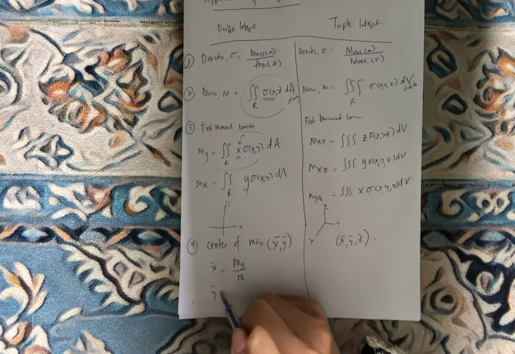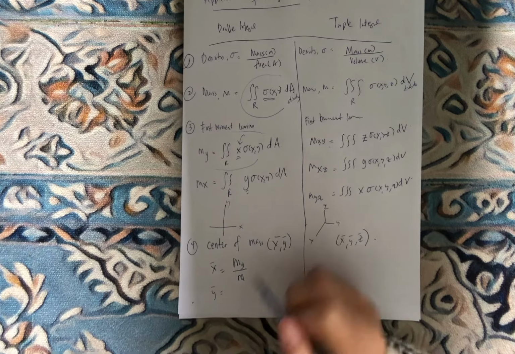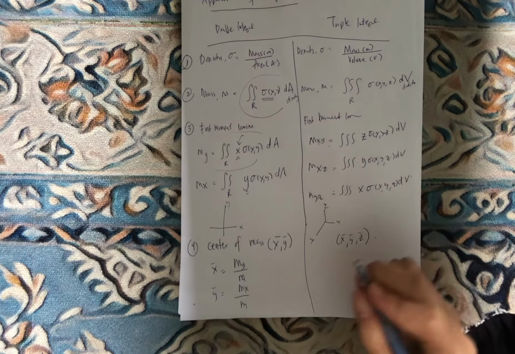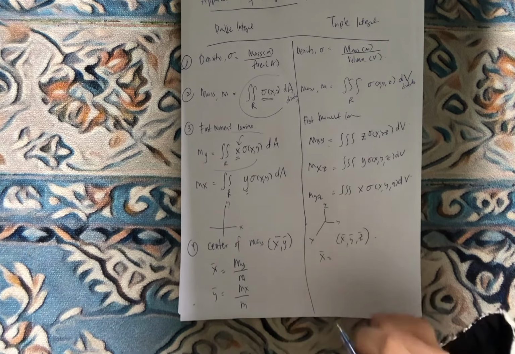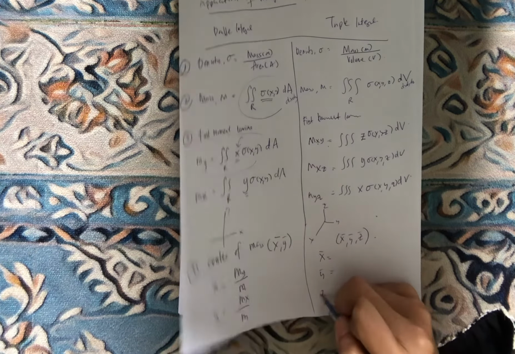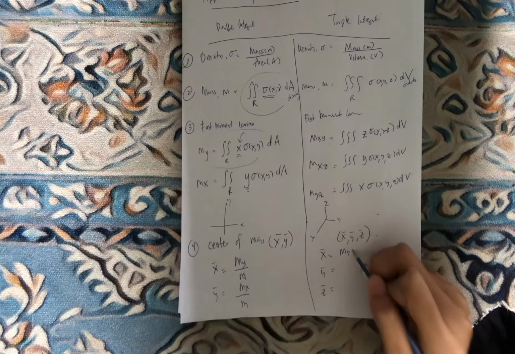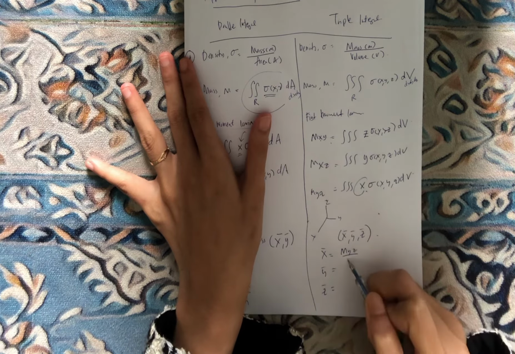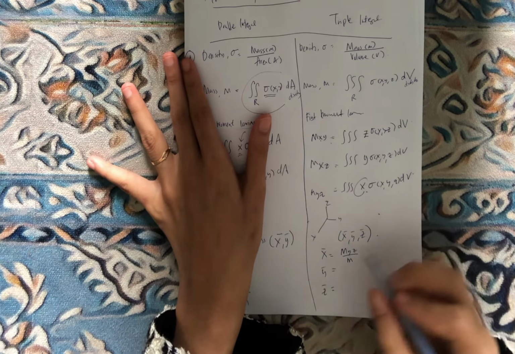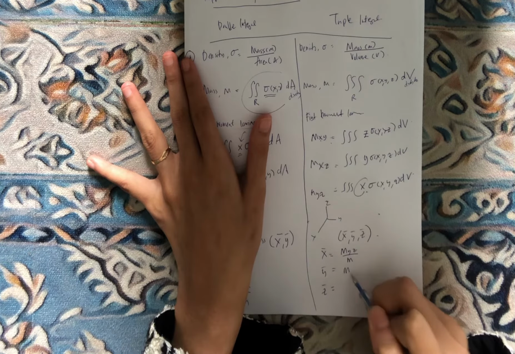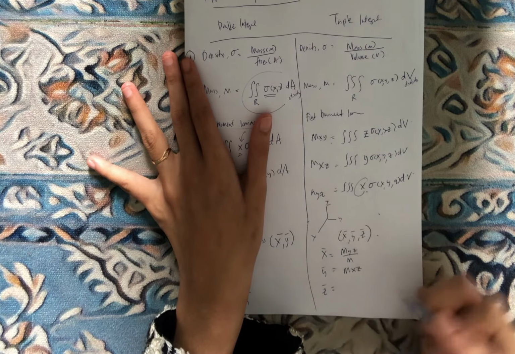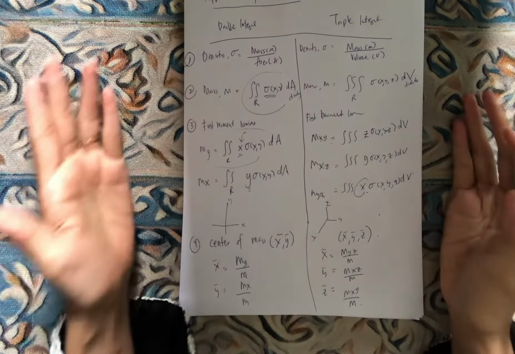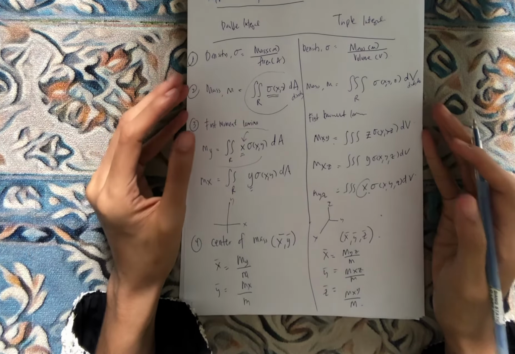Now the last one, the y bar here is Mx over M. For the triple integral it is the same thing: x bar, y bar and also z bar. So x bar will be Myz over M, because we have x here, still divided by the mass. Then for y bar, Mxz divided by M, and the last one, z bar, is Mxy divided by M. Okay class, so this is the center of mass.